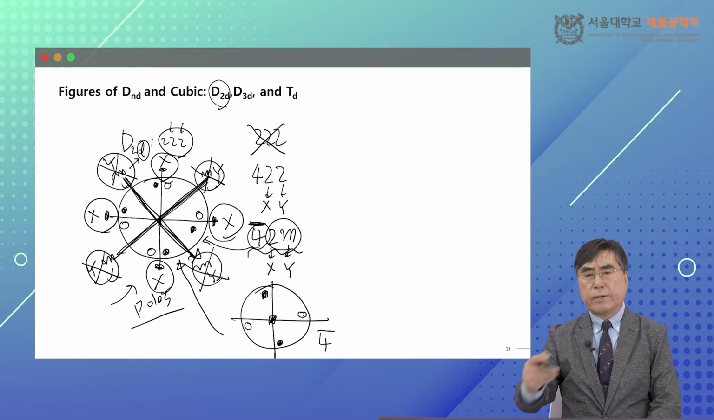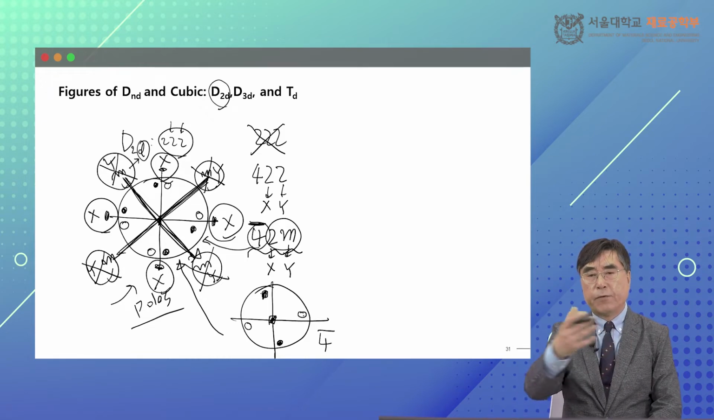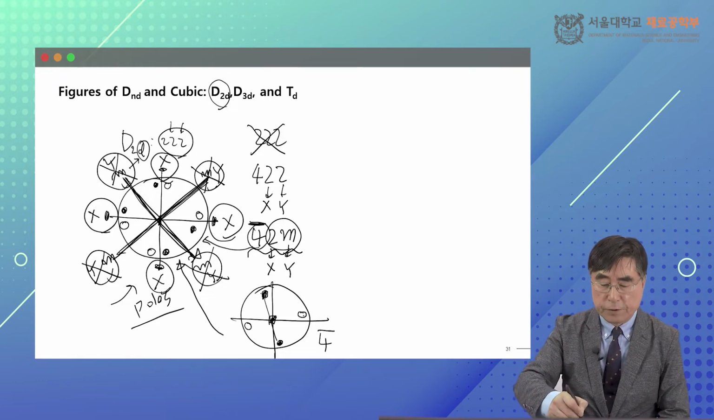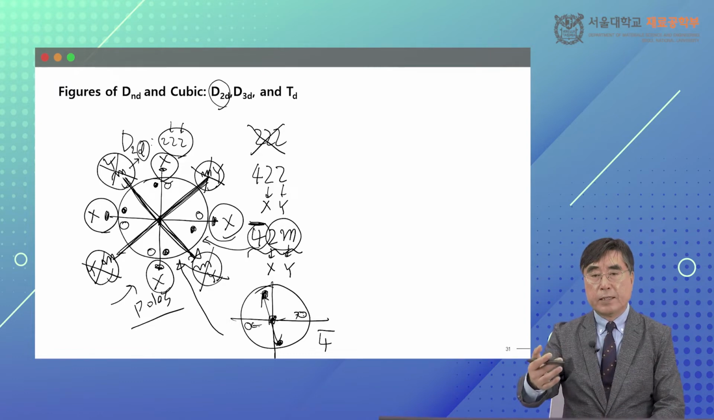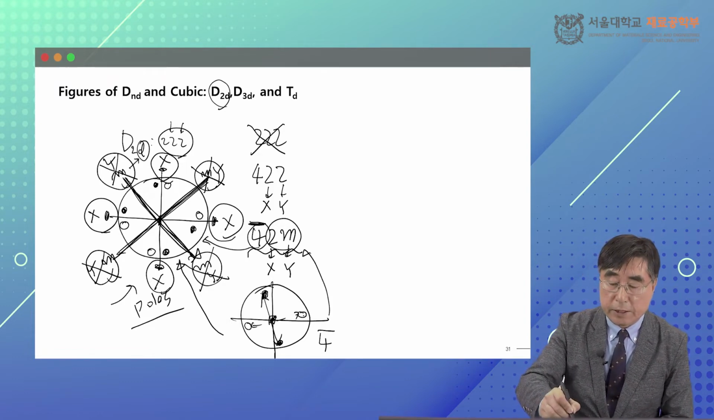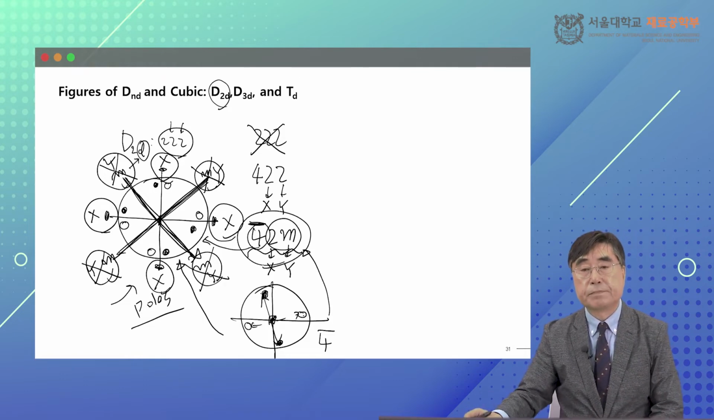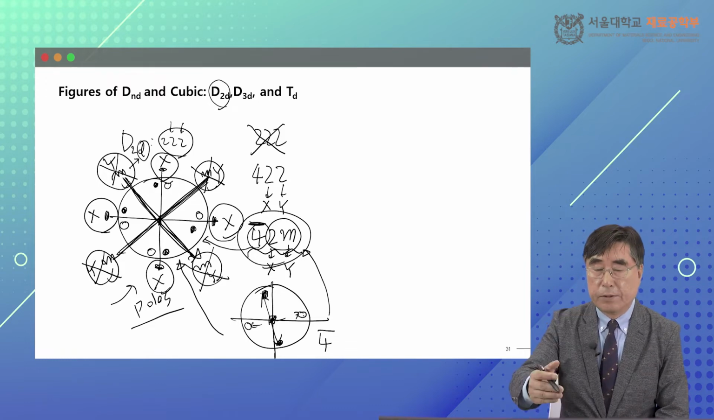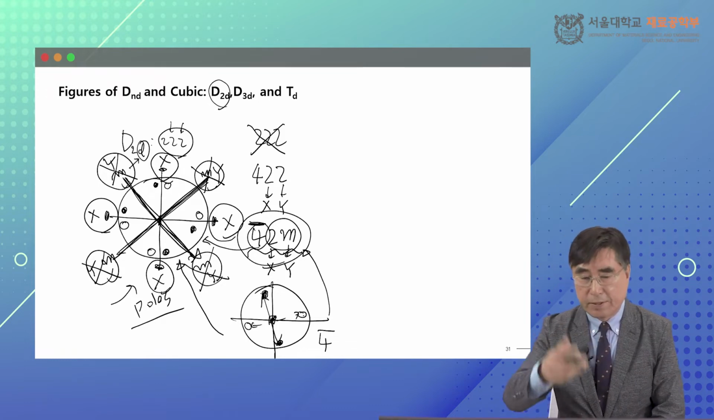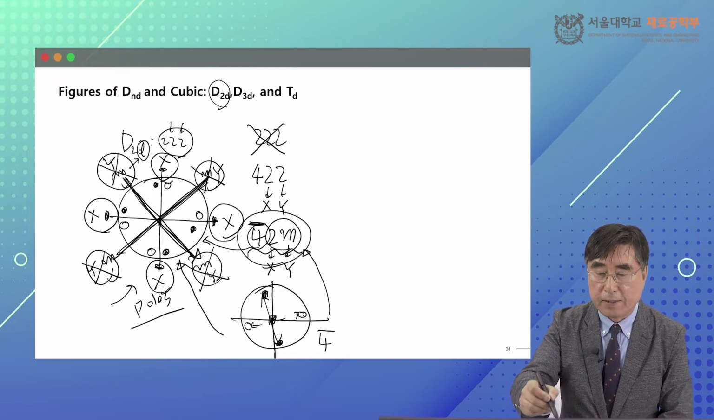Even though 4 bar comes from 4-fold, it doesn't have 4-fold. It actually has 2-fold. Okay? But symmetry-wise, this one can be written as 4 bar. So this one's international symbol is written as 4 bar 2m. Okay, you follow me? I hope you follow me.